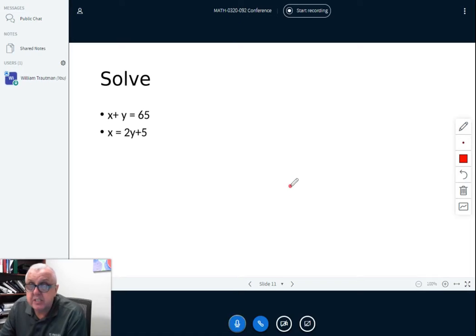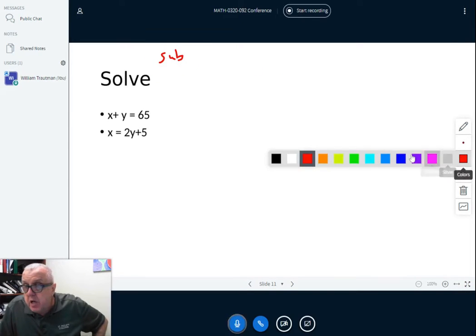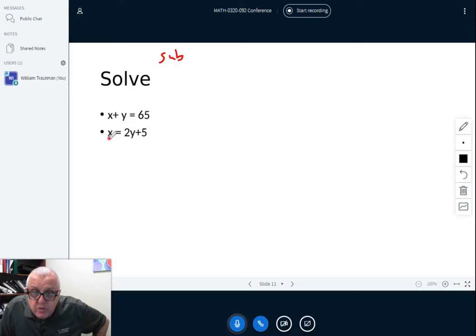In this problem, it says solve also. It's very similar to the last problem, except we're going to use the substitution method for this one. Why? Because I notice x equals something like this. When x equals something, you can substitute that x into the other problem. You see, this x is 2y plus 5. I can plug that into this x.